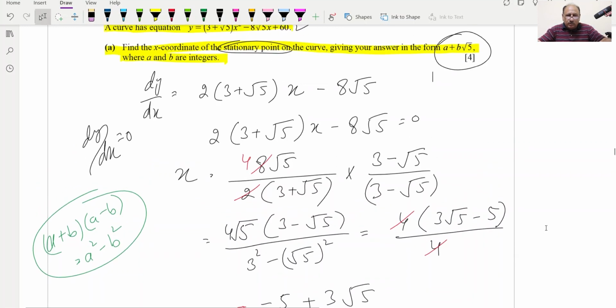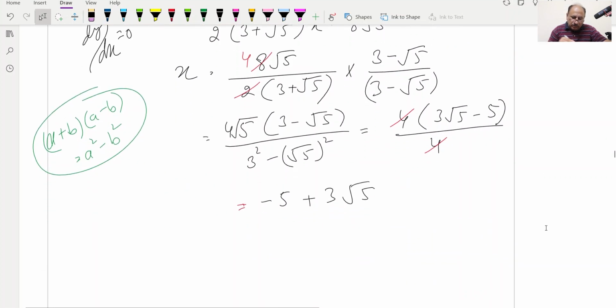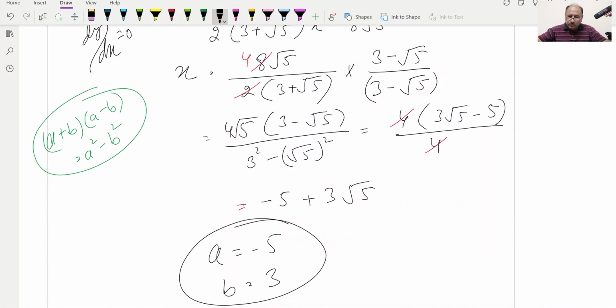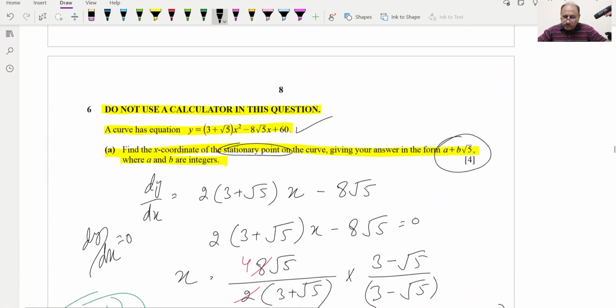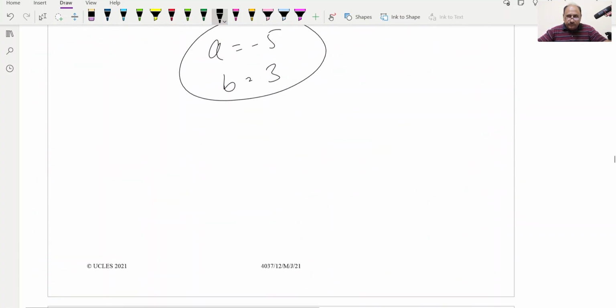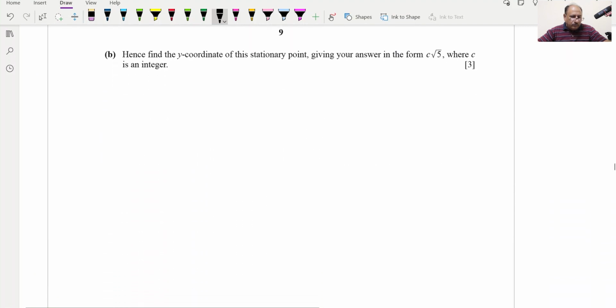So a and b values are given. Basically we can write a is equal to minus 5 and b is equal to 3. These are the values, and this is done. This was a 4-mark question which we have done. Now we can move to the b part.